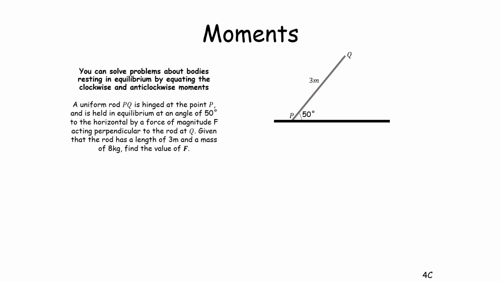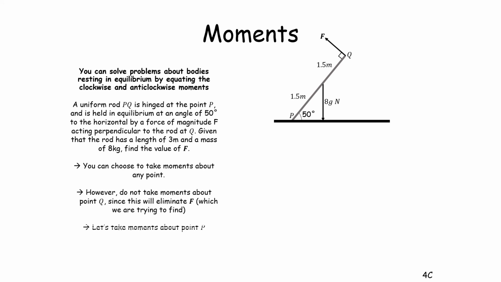So again, we're going to draw a nice big clear diagram. So now we're told the force F acts on it, which is perpendicular, and then the weight of this uniform rod, so it's going to go halfway, 1.5 meters, and the weight always acts vertically downward, so we'll have 8G going downward. So what we need to do on this one, if we take moments about point P, we'll have 2 forces to work with, the weight and the perpendicular force of F.